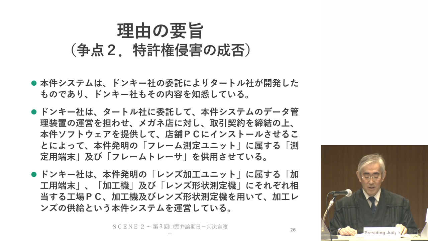In this case, the system was developed by Turtle pursuant to a contract with Donkey, and Donkey also knows much about the system. Under this contract, Donkey makes Turtle operate the data measurement device of the system, and under the transaction agreements with the optician shops, Donkey provides the optician shops with the software and makes them install it in the shop PCs, thereby allowing them to use the measurement terminals and frame tracers that constitute the frame measurement unit of the invention. Donkey operates the system that supplies processed lenses using the factory PC, the edger, and the lens-shaped measurer that correspond to the edger terminal, edger, and lens-shaped measurer respectively, that constitute the lens edging unit of the invention.